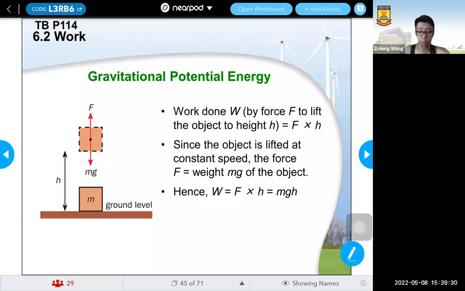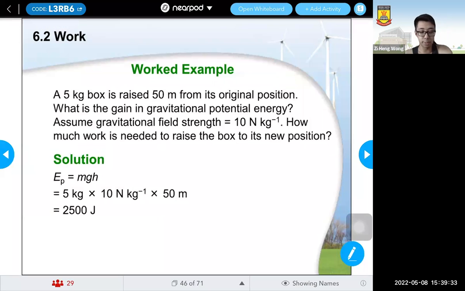How do we do this calculation? Just a quick, simple example. We have a 5 kg block raised 50 meters from its original position. What is the gain in GPE? We use mgh. M is the mass, which is 5 kg. G is the gravitational field strength, on Earth 10 newtons per kg. And h is the distance moved, so in this case, it's 50 meters. So we take 5 times 10 times 50, you get 2,500 joules. This is the work done or the gain in the GPE.